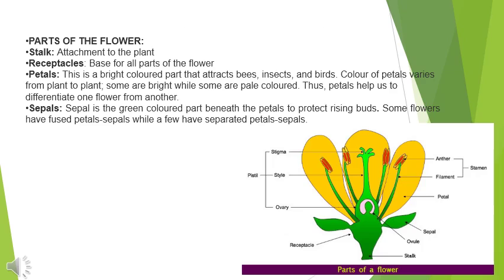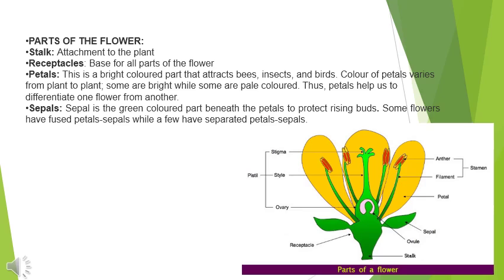Now, let's study the various parts of the flower, because the flower is the most important feature of the angiosperms. So the first part is the stalk, that is for the attachment to the plant. जो पूरे बाकी के पार्ट्स हैं उनकी अटैचमेंट के लिए, या आप कह सकते हो कि पूरे फ्लावर की अटैचमेंट के लिए स्टॉक इज अवेलेबल. The next one is the receptacle. Receptacle provides the base to the various parts of the flower.